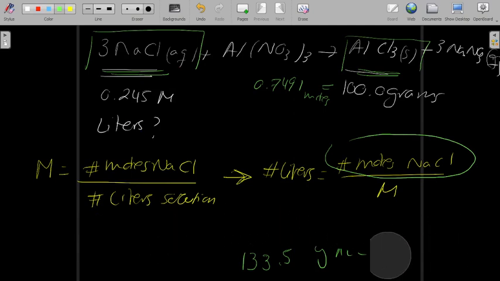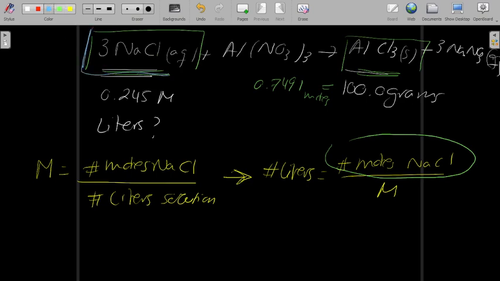What do I need to do next? I need to do stoichiometry. Let me put in a different color between these and these, okay? Because I need the moles of sodium chloride. If I produced 0.7491 moles of aluminum chloride, how many moles of sodium chloride did I have to start with?